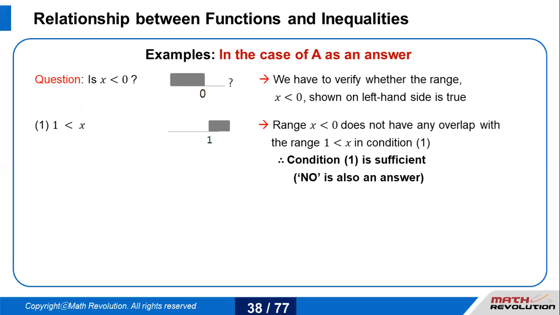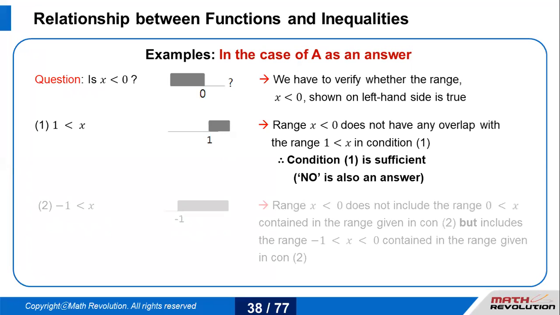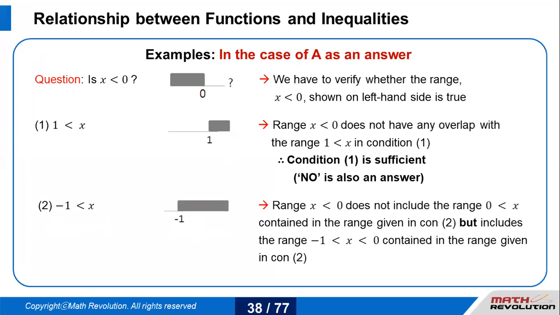Because your answer is no. 1 is less than X, that means X is less than 1. So is X less than 0? No. So that becomes your answer. Condition number 2 says minus 1 is less than X. That means X is greater than minus 1. That doesn't say whether X is less than 0 or not. It may not.